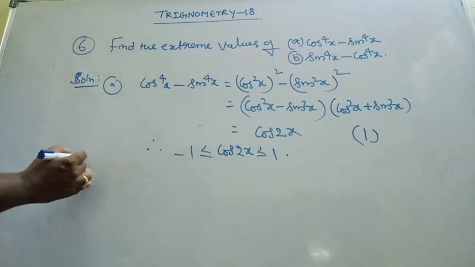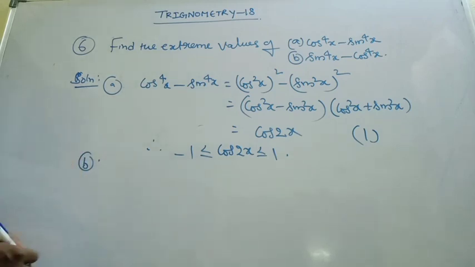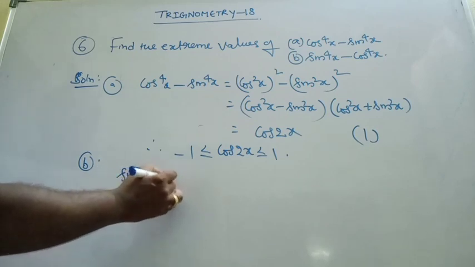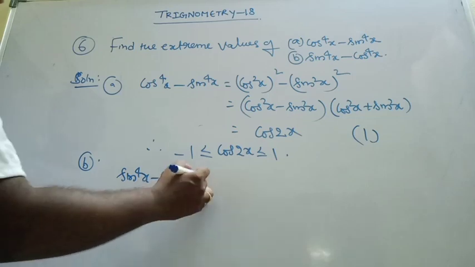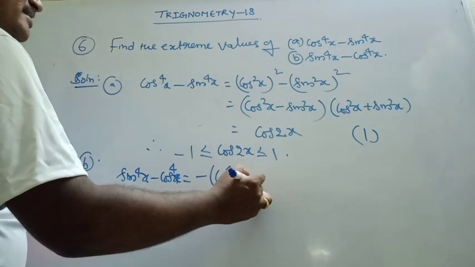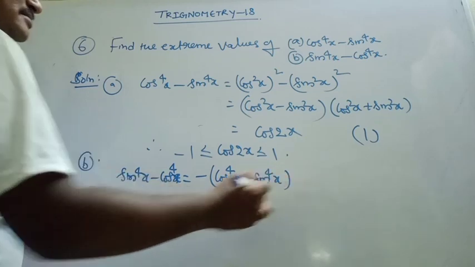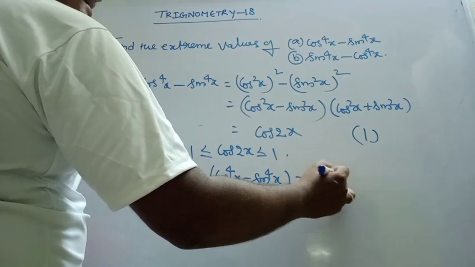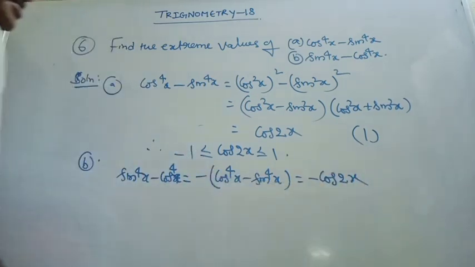Right? Let us come to the B part, this is actually sin power 4x minus cos power 4x. This is equal to minus of cos power 4x minus sin power 4x, and this we have got as cos 2x. So this is now minus cos 2x we are going to get.